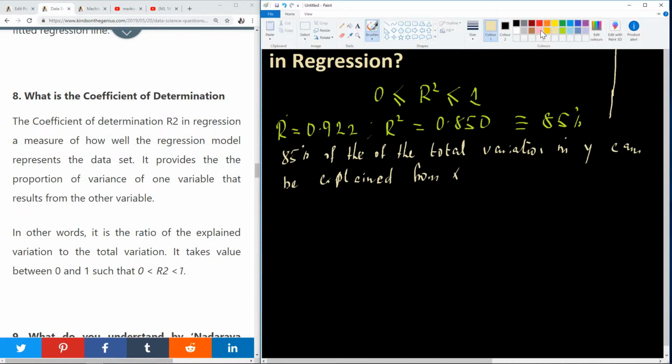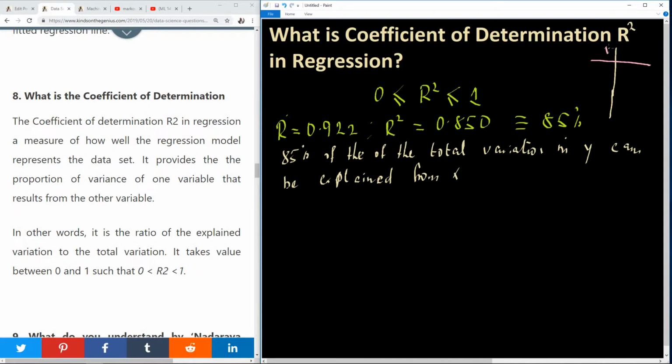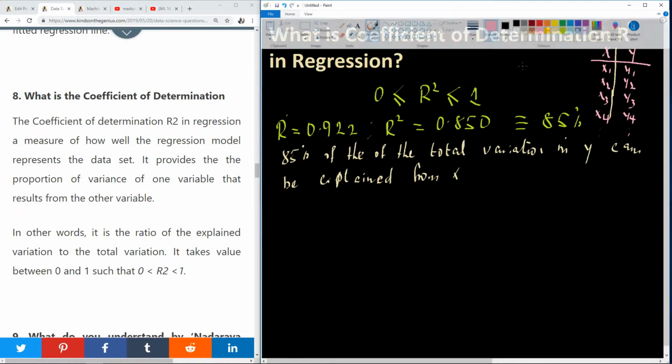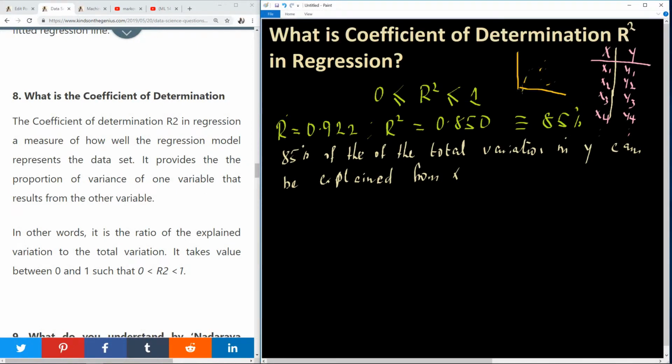So basically we have something like this. I like to use a different color so that we will be able to differentiate. If we have X and Y, X1, X2, X3, X4 all the way, Y1, Y2, Y3, Y4 all the way, we come out with some linear regression, and we have a regression line. How good is this regression? This regression line is telling us that there's a relationship between X and Y. A high R squared value is telling us that there is a strong relationship between X and Y, but a lower value of R squared is telling us that there's little relationship between X and Y.